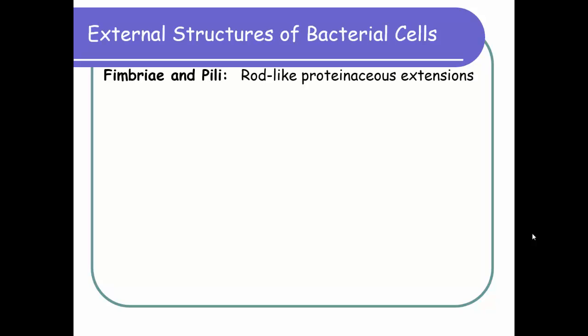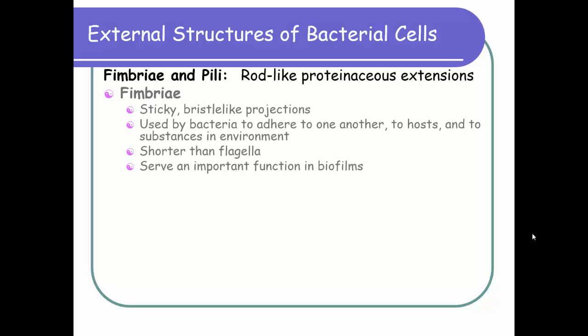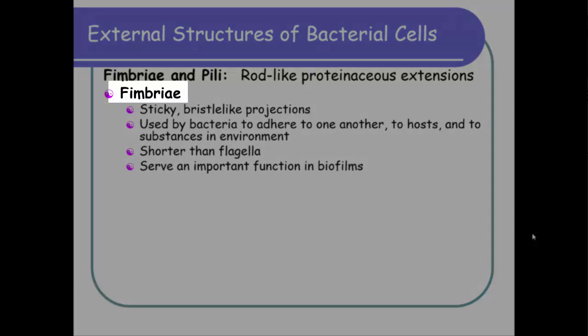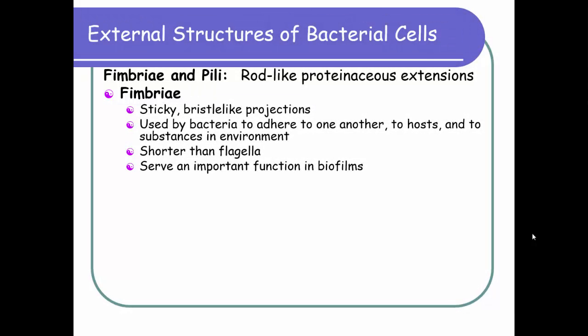Fimbriae and pili are rod-like proteinaceous extensions, but different from the flagella. First of all, neither one of these are really involved with movement. The fimbriae are sticky, bristle-like projections that are used by bacteria to adhere to one another, to host cells, or to substances in the environment. They are typically shorter than flagella, and they serve a very important function in those biofilms we'll discuss later.